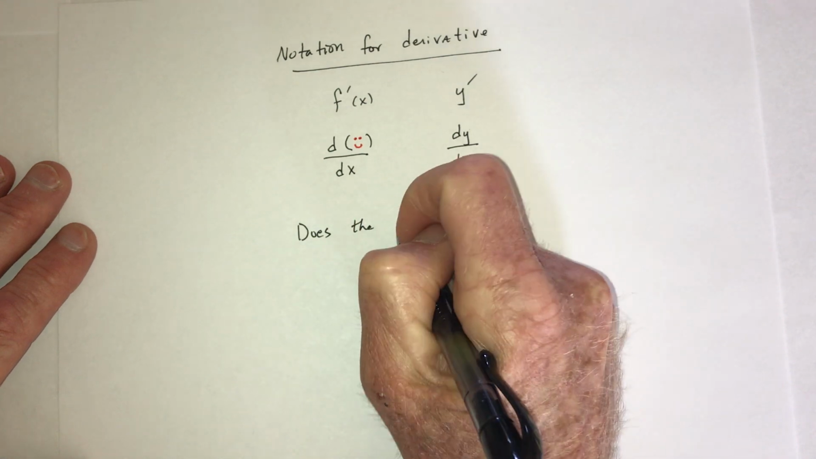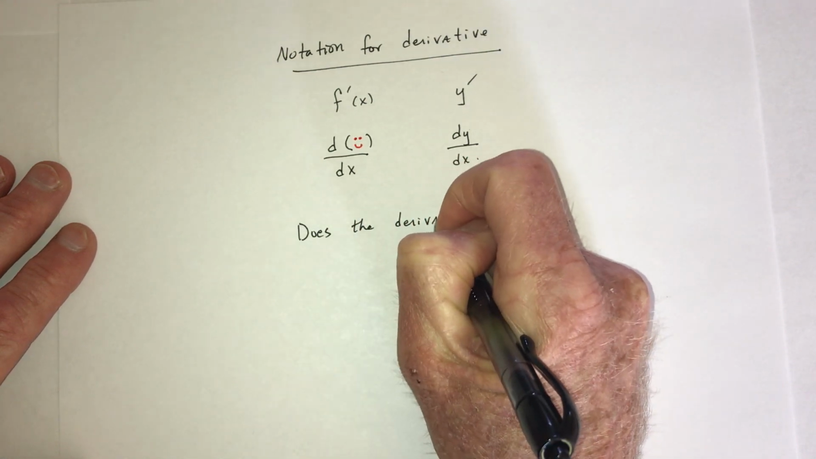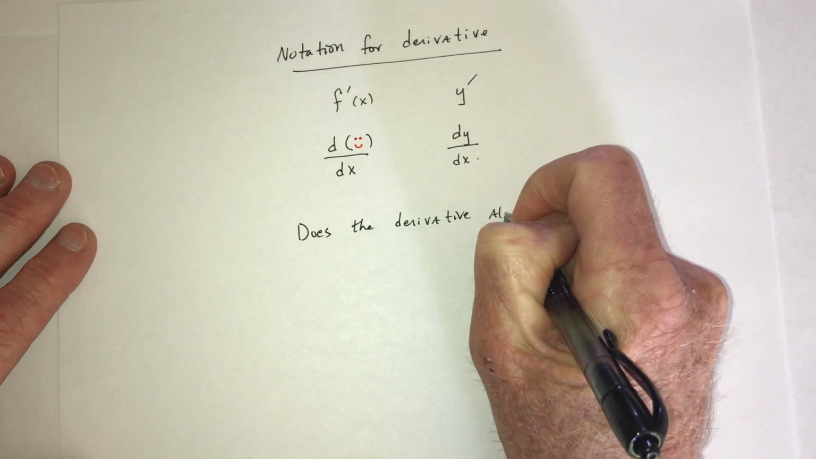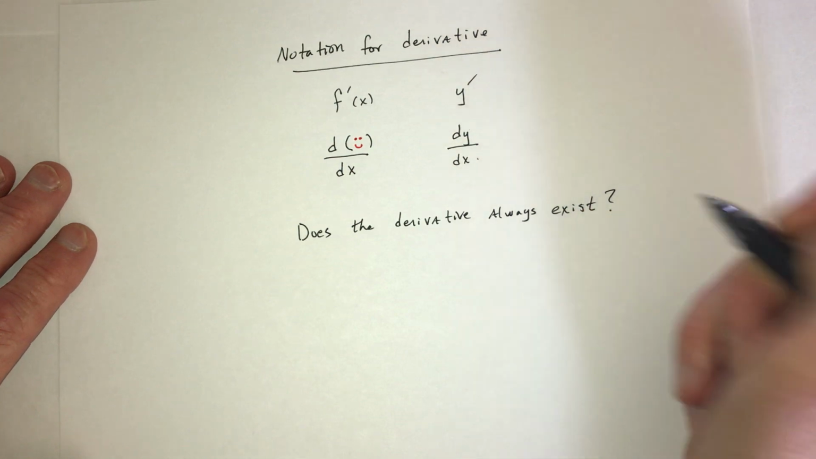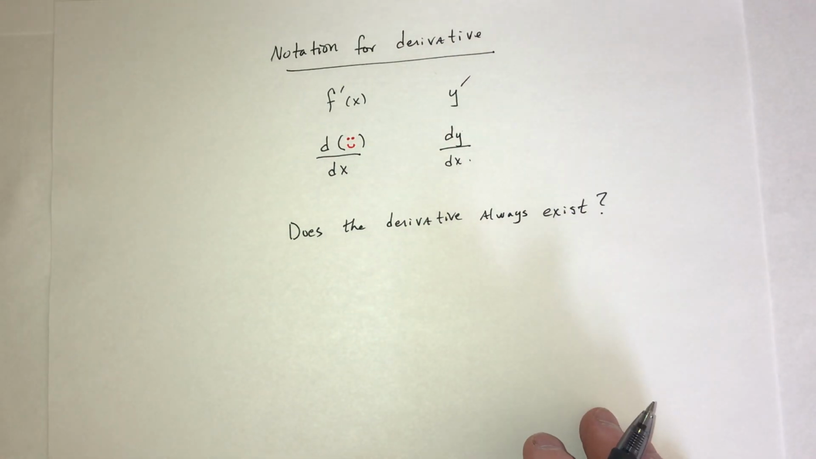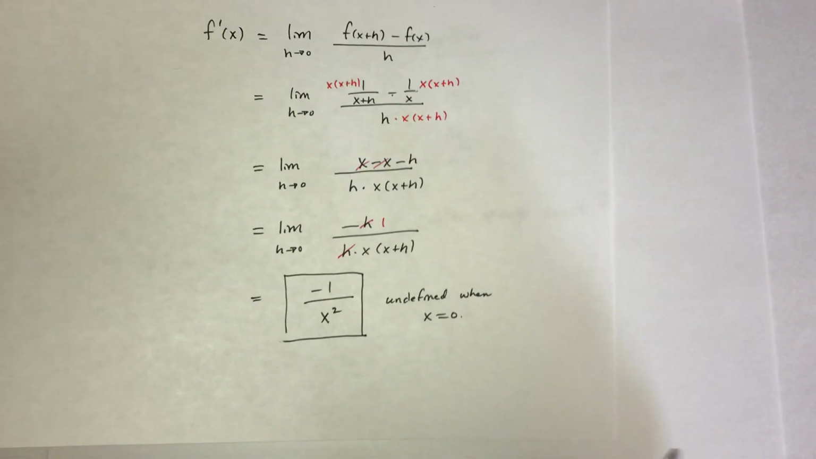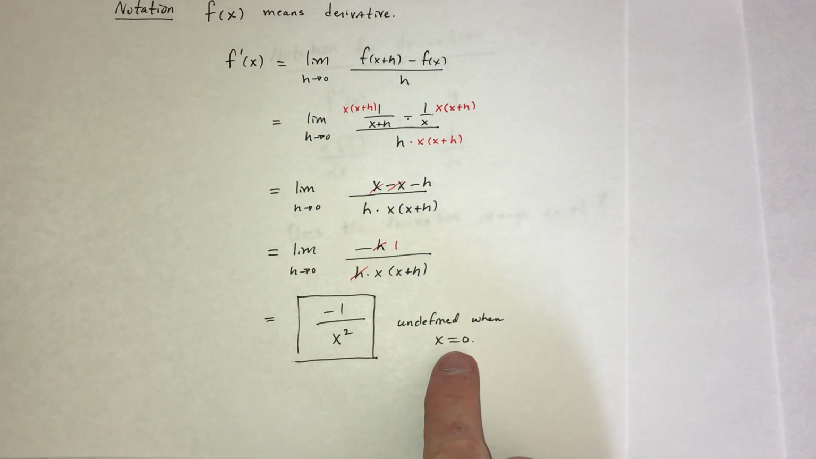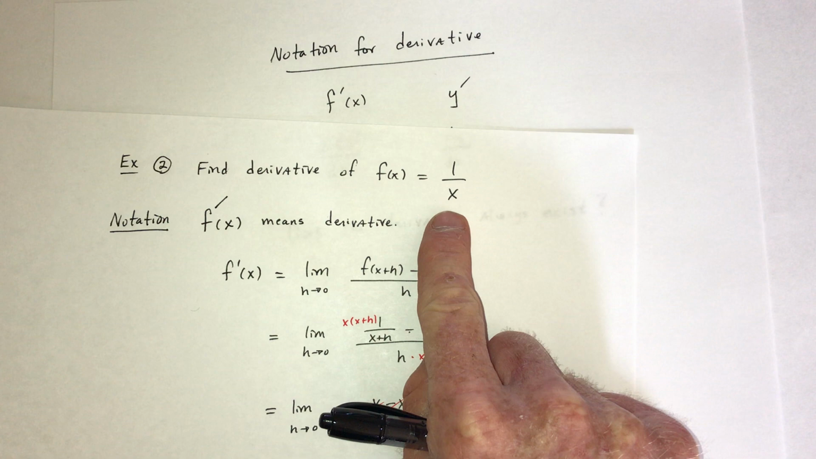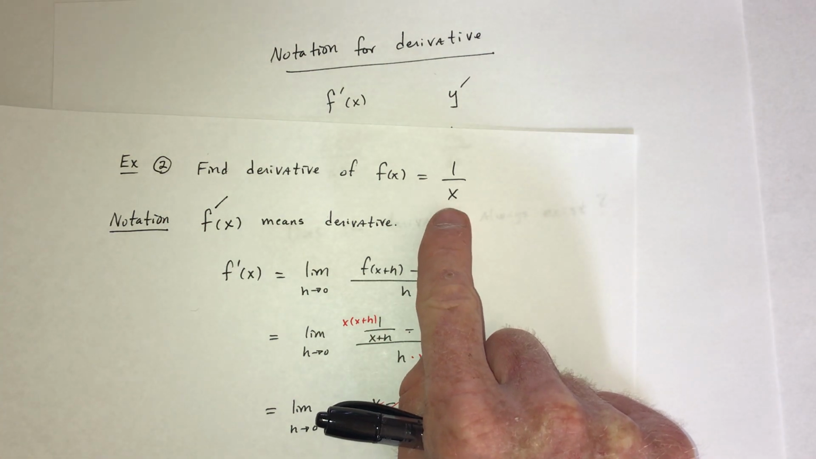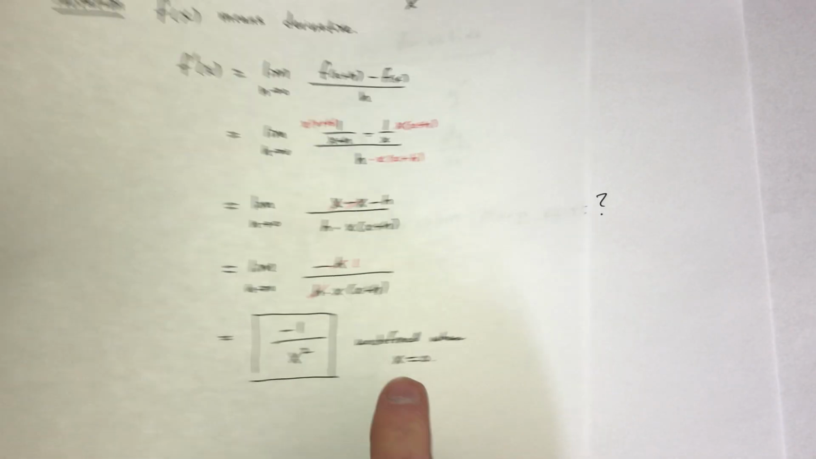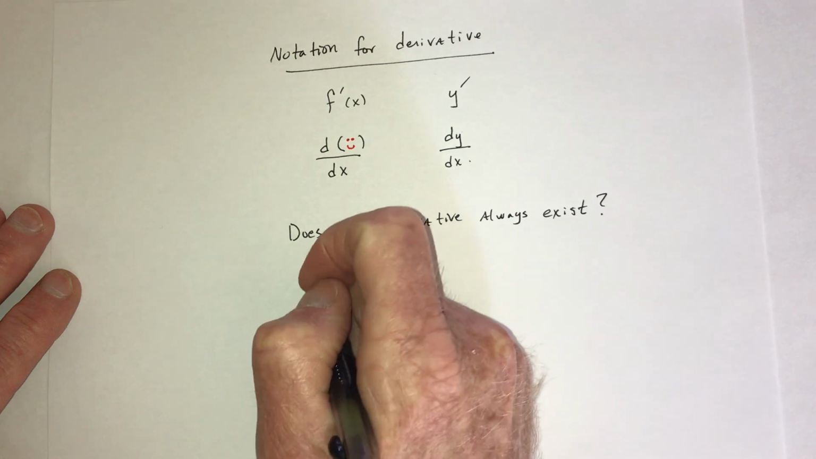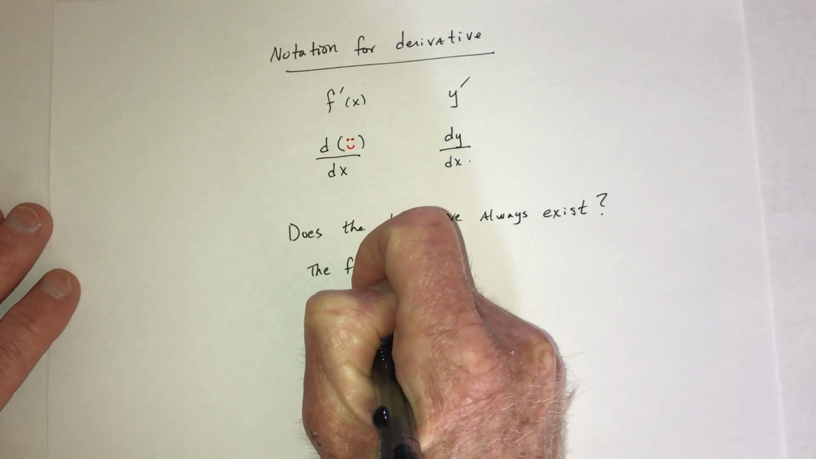Then on to the next idea. Does the derivative always exist? And of course the answer is no. For example, right there, we saw that the derivative exists except when x equals 0, because that would be undefined. So the original function needs to be continuous if it's going to have a derivative. This is not continuous when x equals 0, so the derivative does not exist when x equals 0. So for one thing, the function must be continuous.